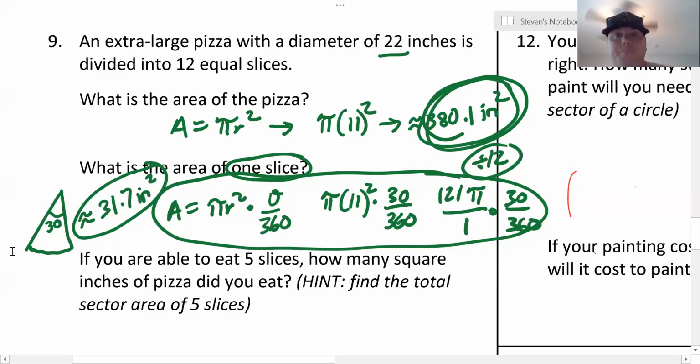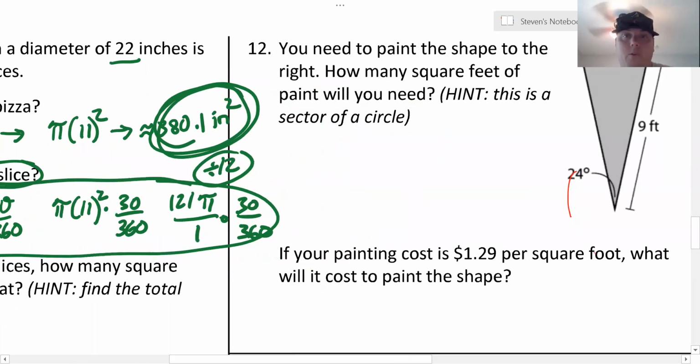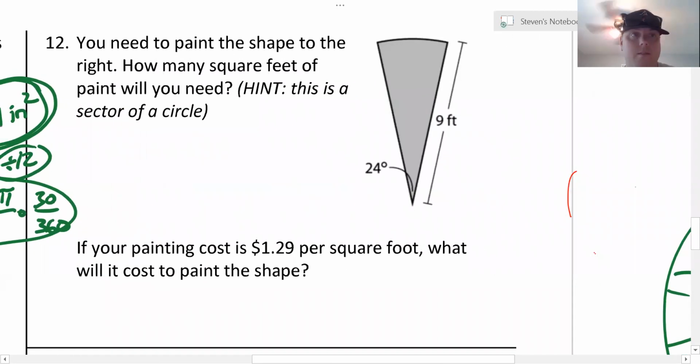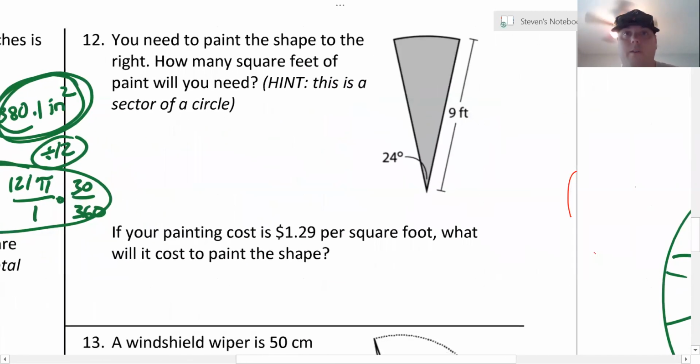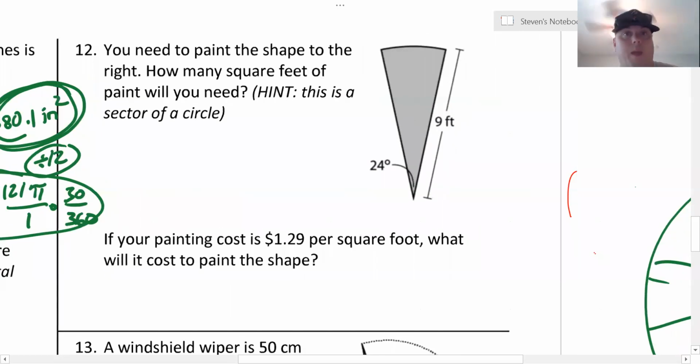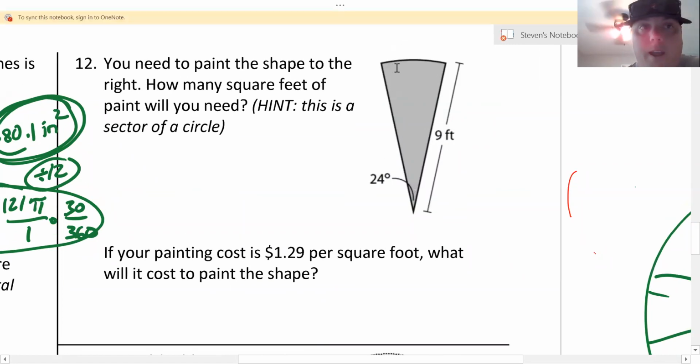All right. Okay, let's move on to number 12 over here on the right. If you guys have any questions about anything, this worksheet or anything else, you can chat it at me. All right, you need to paint the shape to the right. How many square feet of paint will you need? Well, that's area, and this is sector area. It kind of looks like a triangle, but it's not. It's curved right here. They mean it to be a portion of the circle.